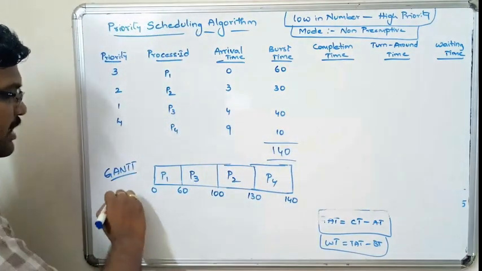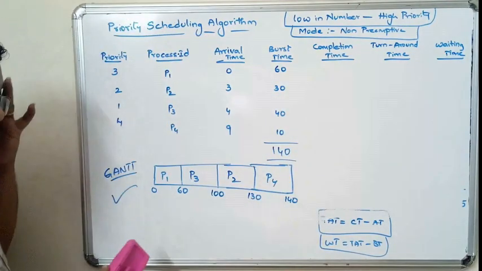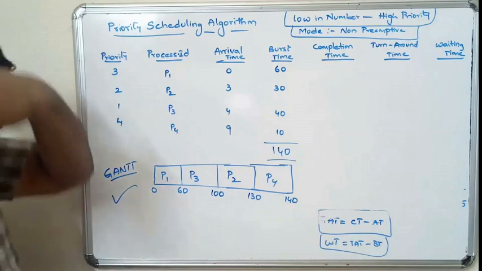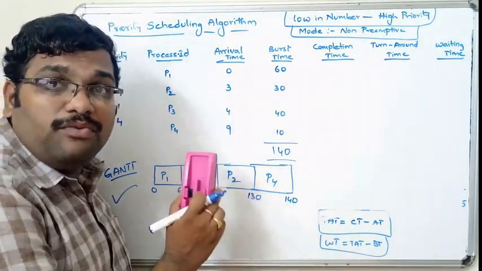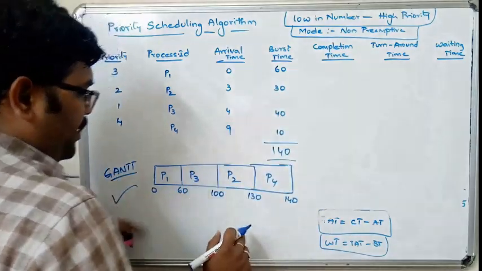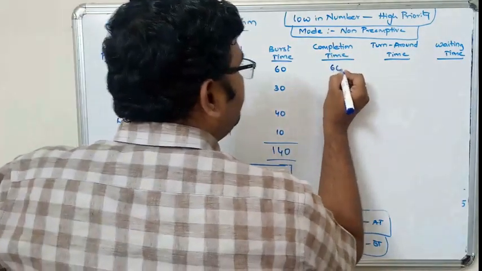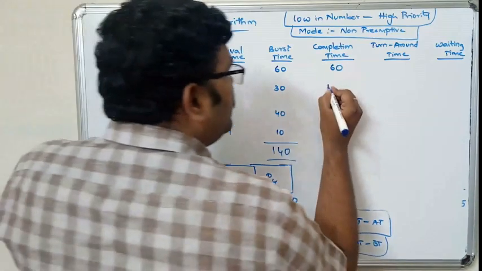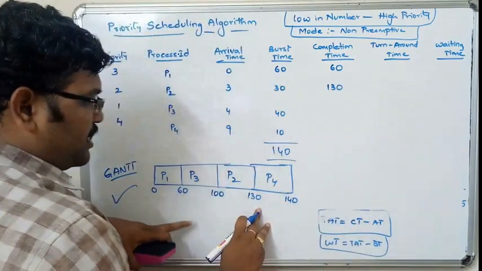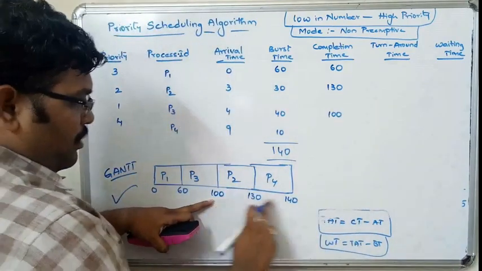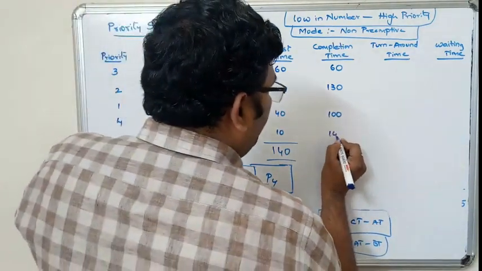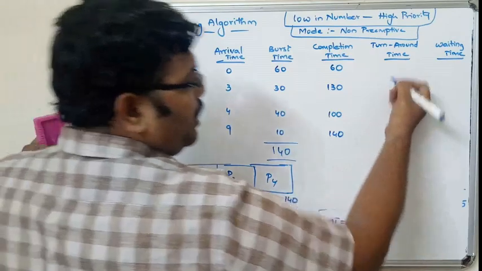So here also 140. Now this Gantt chart is correct because the total time required to complete executing all the processes is 140. Now completion time. P1 is completed at 60, P2 is completed at 130, P3 is completed at 100, P4 completed at 140.